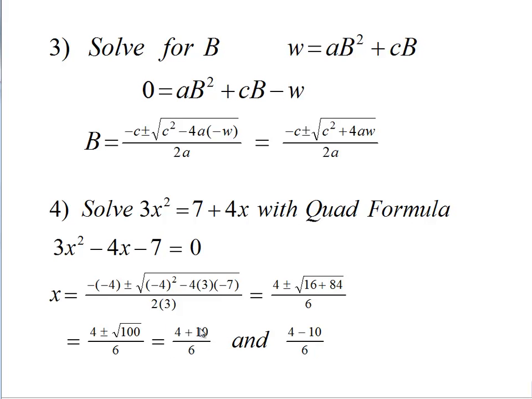Okay, if we simplify this fraction first, that's 14 over 6, which is 7 thirds. Let me correct that. Okay, got that corrected. 14 over 6 should be 7 thirds. And 4 minus 10 is negative 6. Divided by 6 should be negative 1.